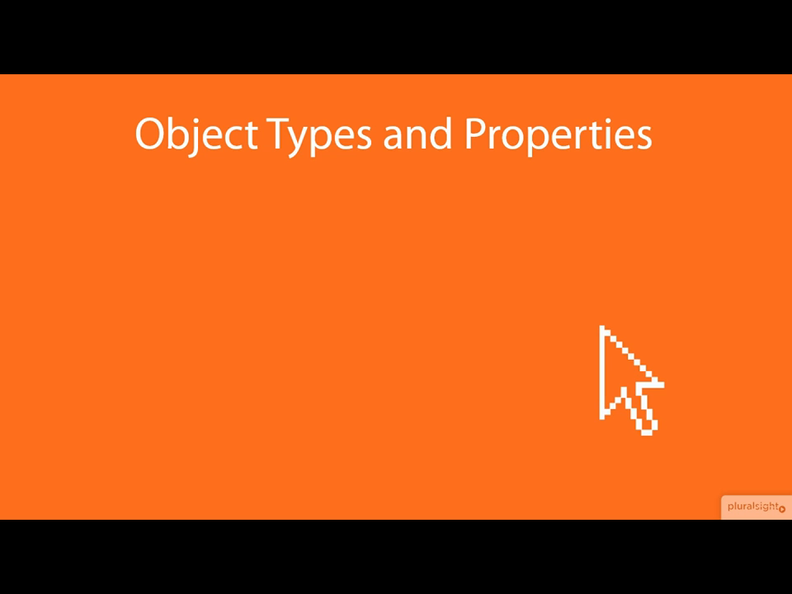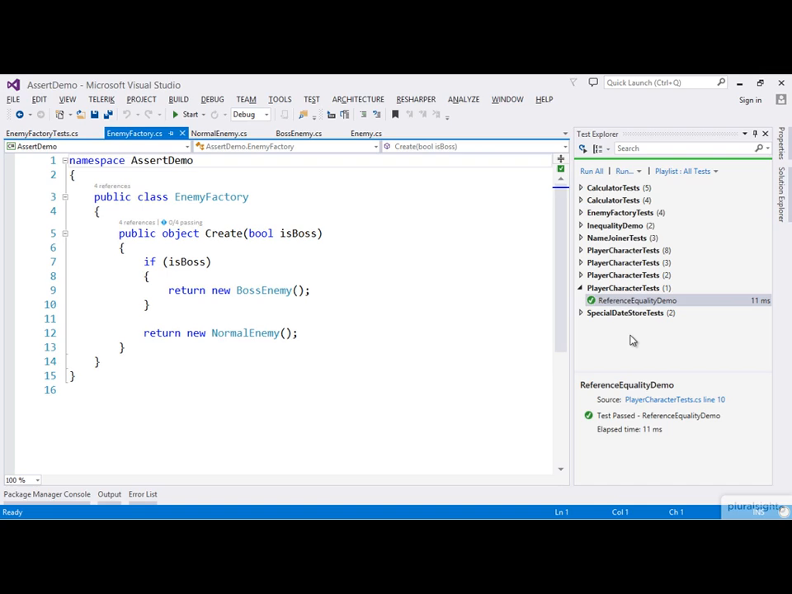We can use NUnit to assert that objects are of the correct type and also that objects have expected properties. So let's take a look at this. Here we have this enemy factory class, and this just contains a single method, create, that returns a weakly typed object. We can also specify whether we want to create a boss enemy, in which case we return a new boss enemy, otherwise we return a new instance of a normal enemy.